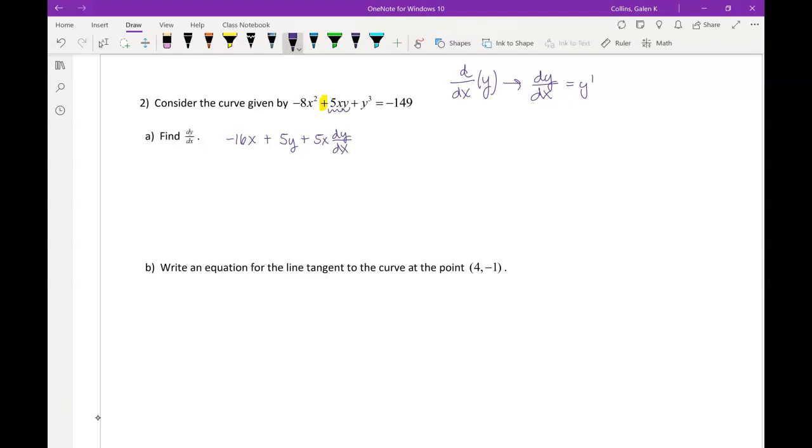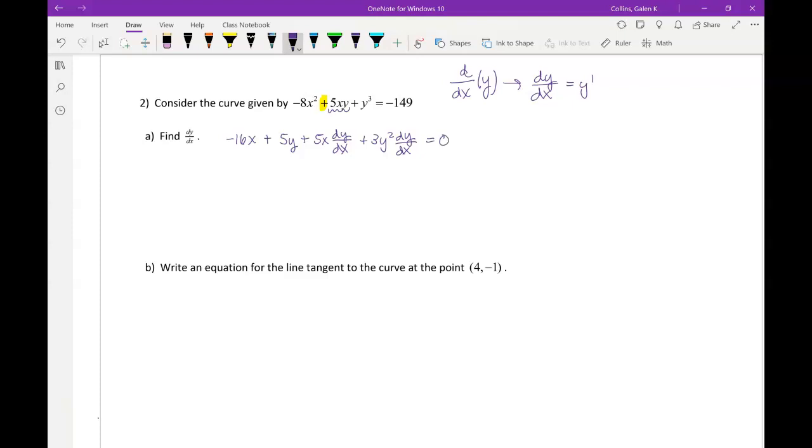And then lastly, when I get to my y cubed term, that becomes 3y squared from just using the power rule. But again, I've got to use the chain rule because it wasn't an x cubed, it was a y cubed. So I have to multiply by the derivative of y with respect to x. On the right-hand side of the equation, since I have a constant, don't forget to just make that 0.